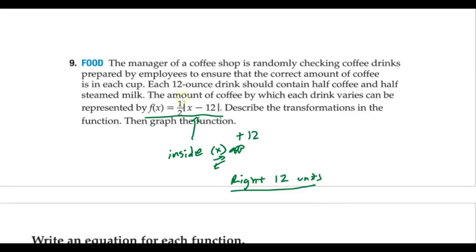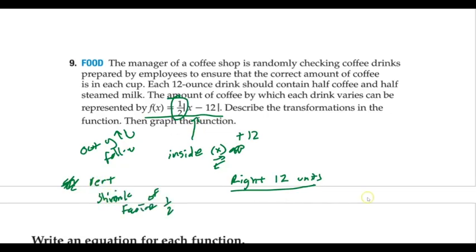And then the 1/2 here, notice that's on the outside. This is on the outside, y follow. Y tells me it moves up and down, and we're multiplying with a stretch. We're going to stretch it. Actually, in this case, it's less than 1. We're going to shrink. It's a vertical shrink. We're going to shrink it by 1/2, and we're going to move it right 12 units.